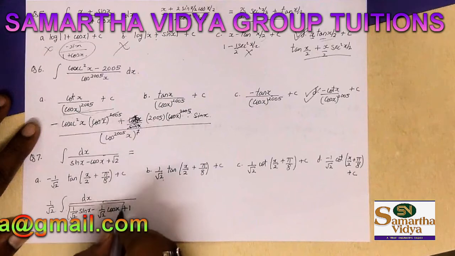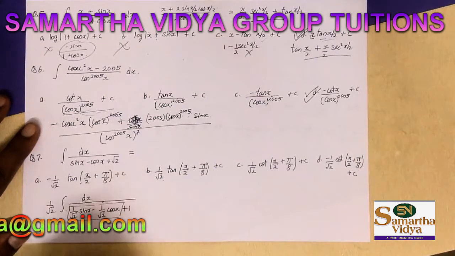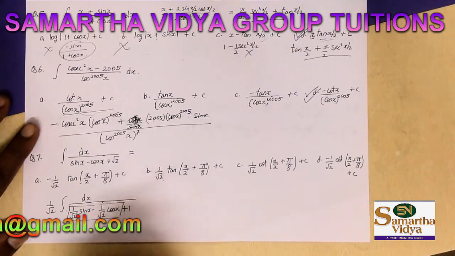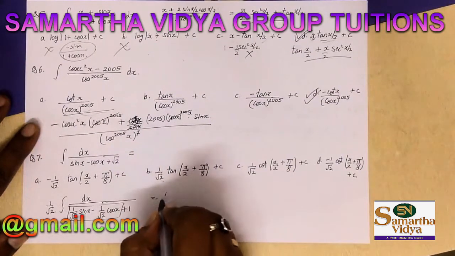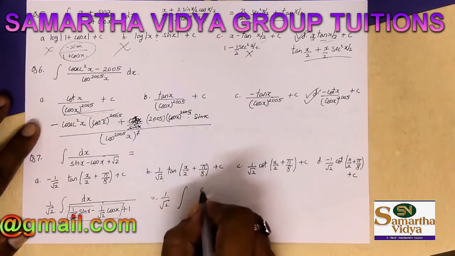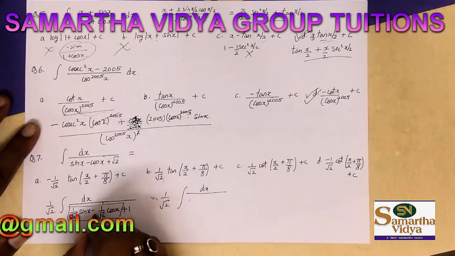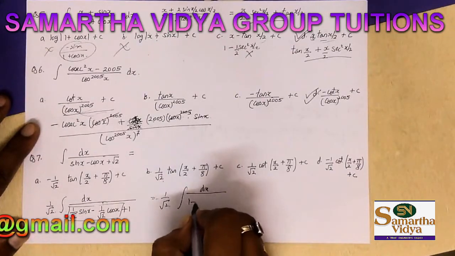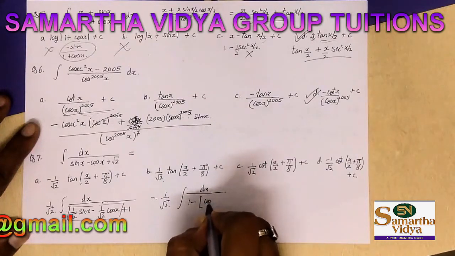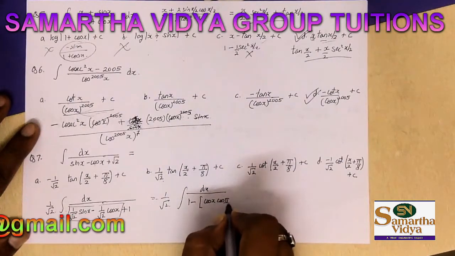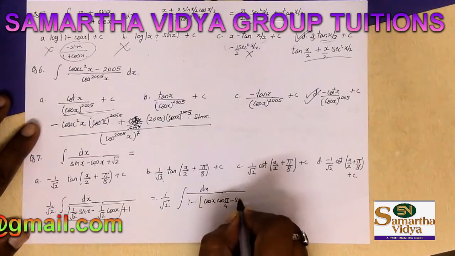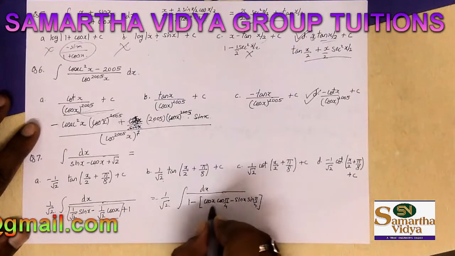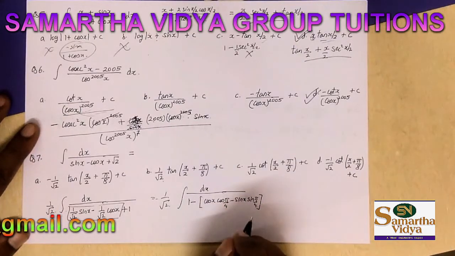Here we have to just recollect that 1 by root 2 can be written as sin pi by 4, and this 1 by root 2 can be written as cos pi by 4. So this becomes 1 by root 2 integration dx upon, and I'm going to take the minus sign common from these two terms. So this becomes 1 minus, we'll be having cos x cos pi by 4 minus sin x sin pi by 4. So this is nothing but like the cos a plus b formula.